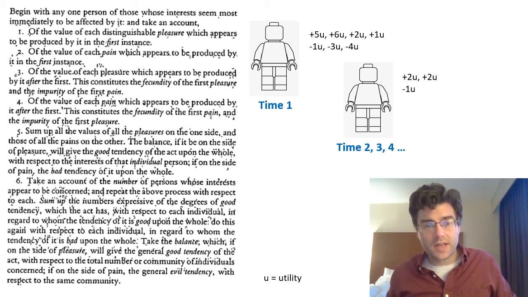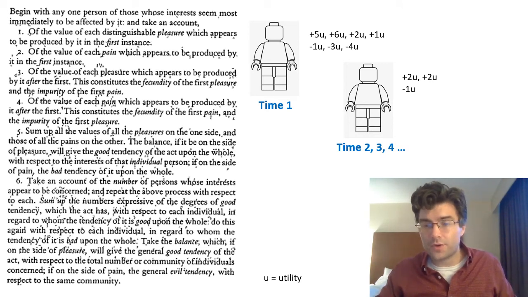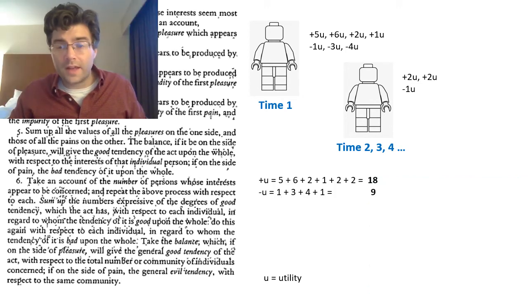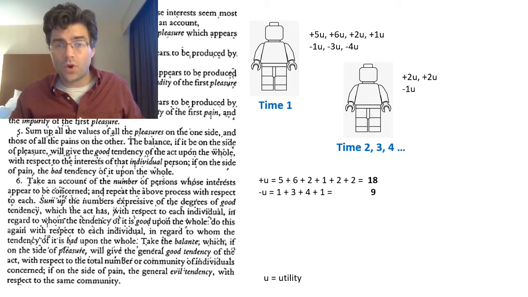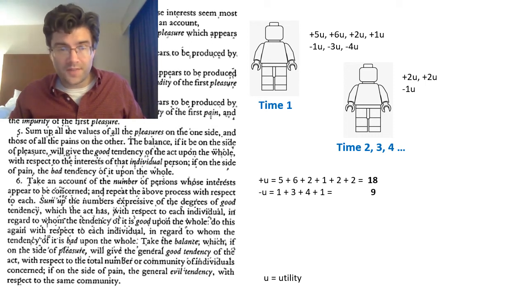"And likewise, we take account of the value of each pain which appears to be produced by it after the first. This constitutes the fecundity of the first pain and the impurity of the first pleasure." "Then sum up all the values of all the pleasures on the one side and those of all the pains on the other. The balance, if it be on the side of pleasure, will give the good tendency of the act upon the whole with respect to the interests of that individual person. If on the side of pain, the bad tendency of it upon the whole."